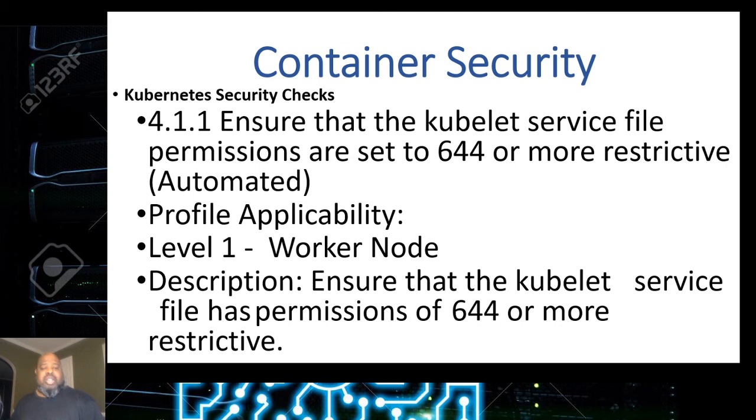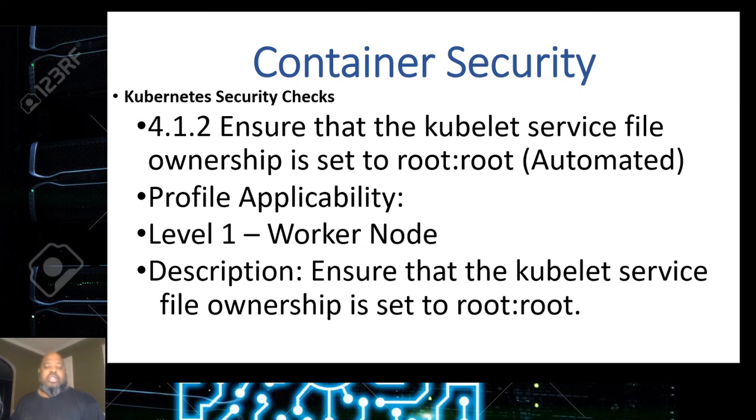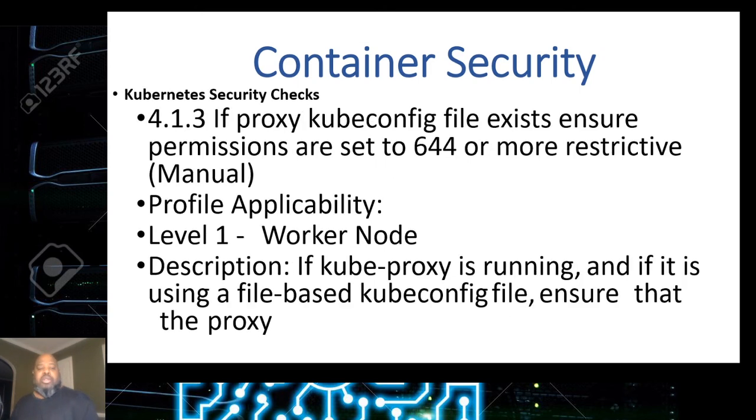Ensure the Kubernetes service file permissions are set to 644. Once again, that's a worker node. So now we went from the master checks to the worker node checks, because remember, those are 2 segments in the Kubernetes container that we got to make sure are locked down and secure. Ensure the Kubernetes service file ownership is set to root.